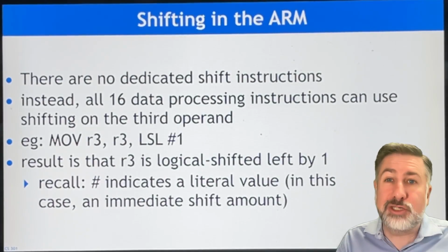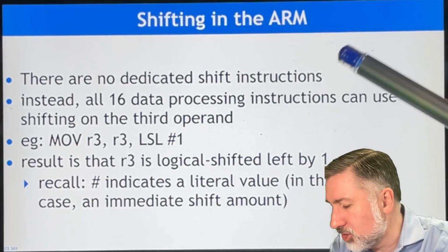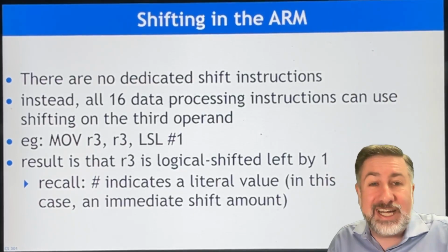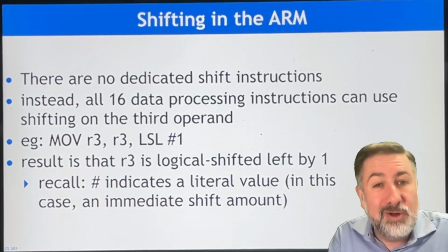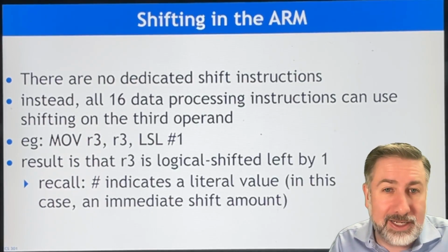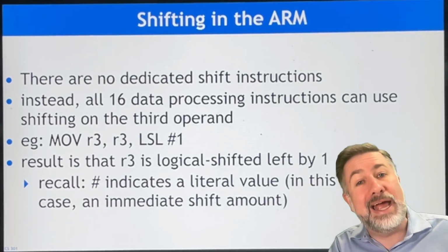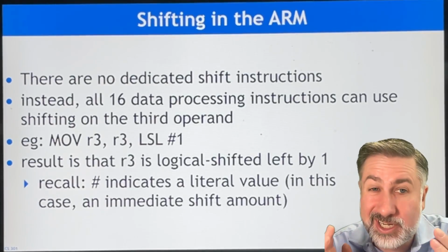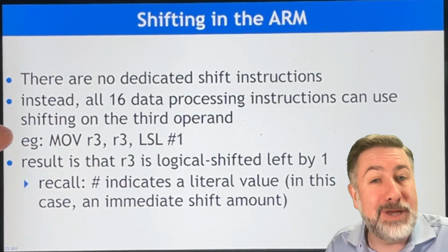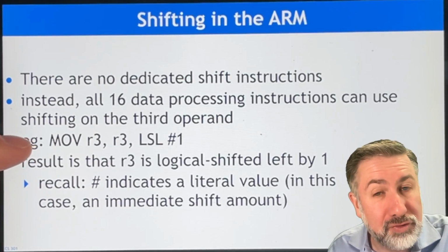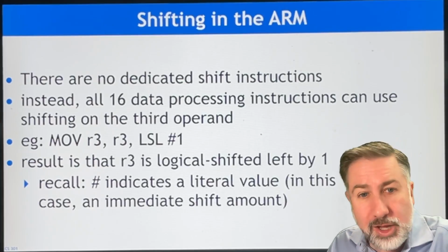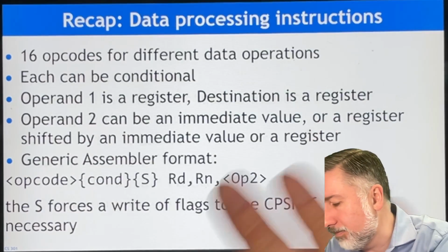And those are the ways that you shift, right? There's no dedicated shift instruction. All 16 data processing instructions can use a shift. So that's, again, combining things together, which makes things really interesting, right? Because you can then multiply by 2 and also add at the same time in a single instruction, which is very exciting. Or you can construct independent standalone instructions using move that then has that shift amount built into it. So that's how shifting works in ARM.